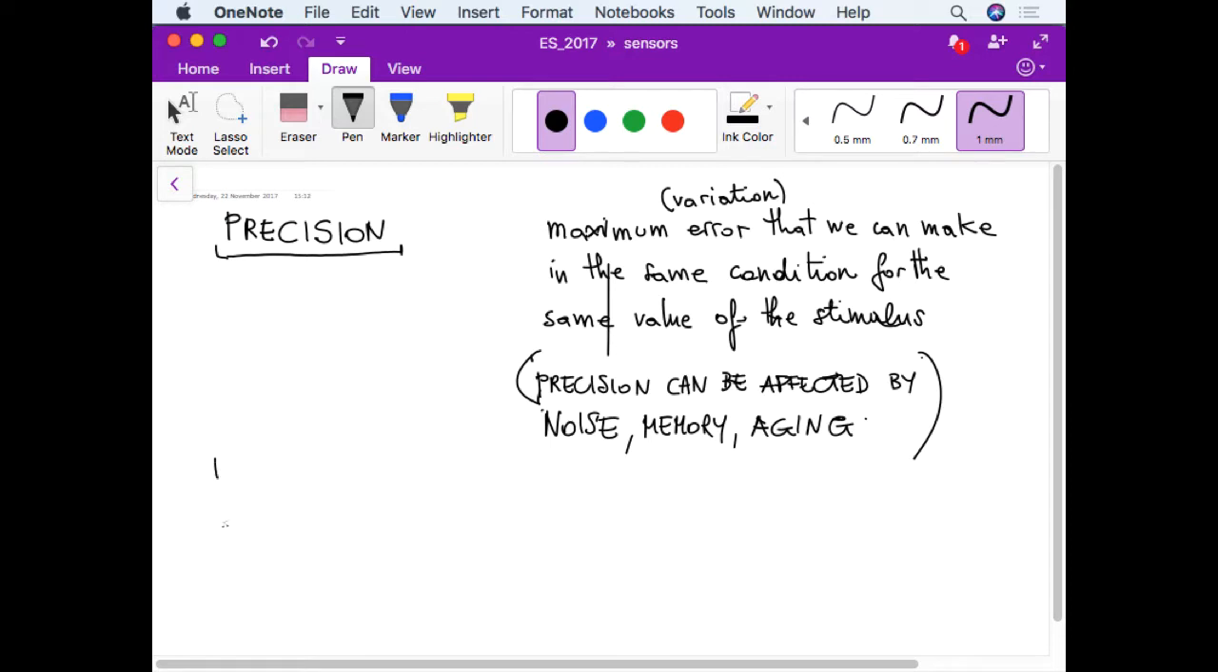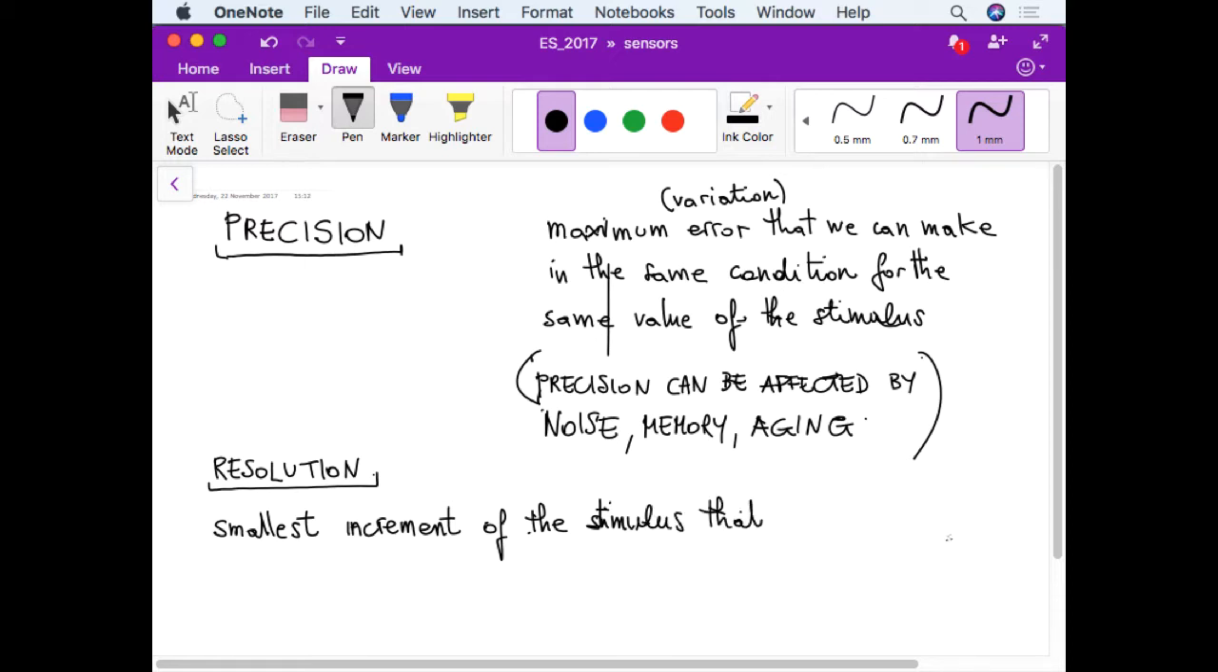Another concept is resolution. The resolution of a sensor is easily defined as the smallest increment of the stimulus that can be sensed. Of course, when I say sensed, I mean measured. Okay.